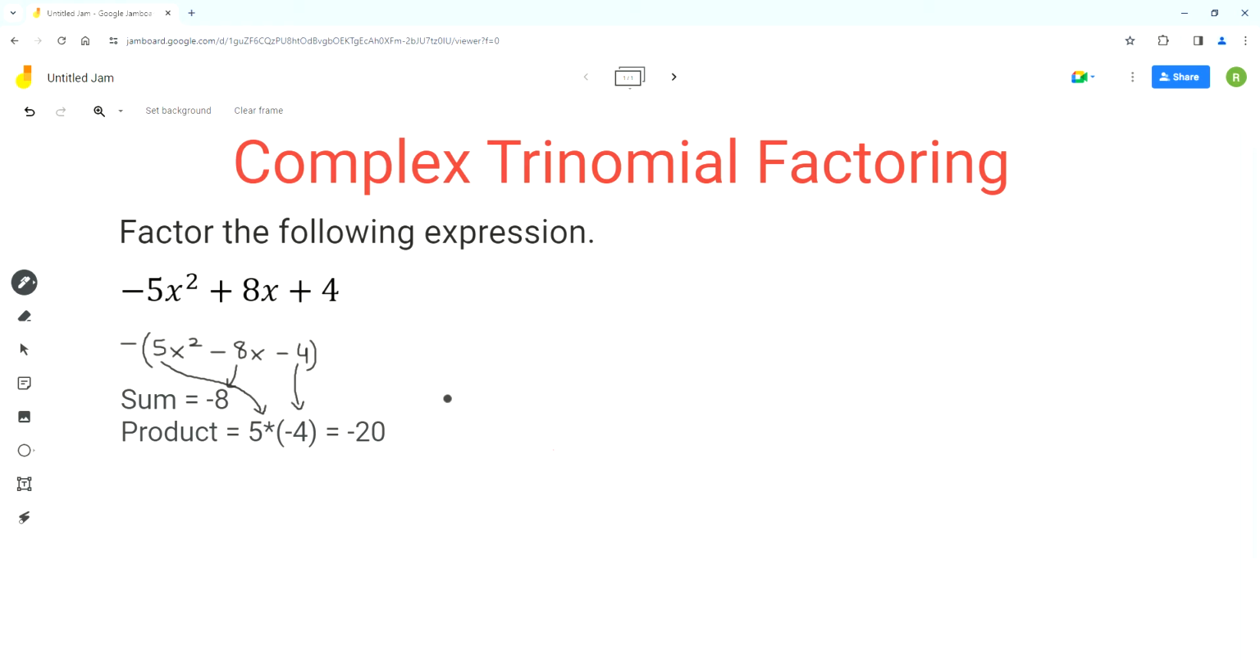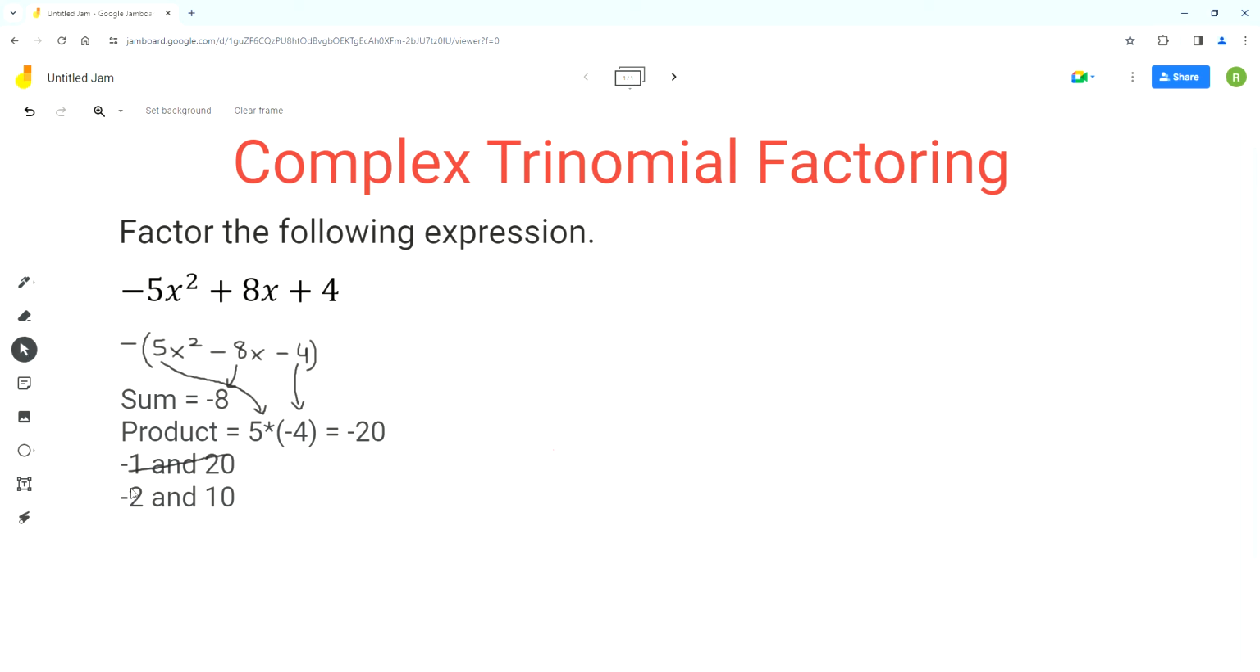Now in order to find these two numbers, we'll analyze the product number. So we have to think of two numbers that multiply to negative 20. So the first pair of numbers that comes to my mind is negative 1 and 20. But with negative 1 and 20, we cannot get a sum of negative 8. So this pair is out. The second pair that comes to my mind is negative 2 and 10. Now with negative 2 and 10, we get a sum of 8, but we want a sum of negative 8.